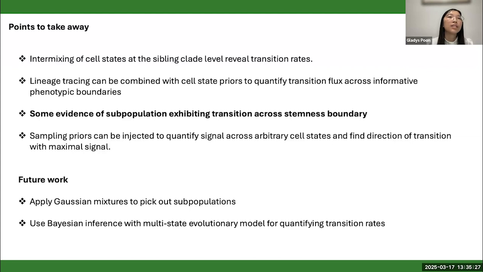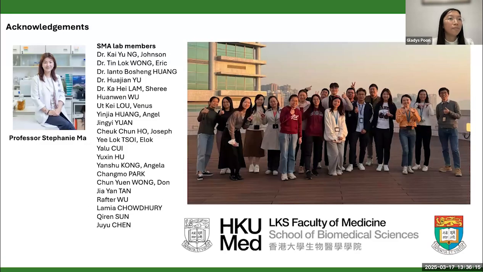So far, we are able to see some transition flux across phenotypic boundaries that are relevant for stemness and dedifferentiation, which is an important phenomenon that nowadays we are trying to understand better in order to know the prognosis for a patient. And for future work, more systematic analysis will be done. We will use Gaussian mixtures to pick up subpopulations within the samples that we've collected, corresponding to probably different behaviors of the underlying evolutionary dynamics. And other than that, also we will use Bayesian inference combined with the multi-state evolutionary model for better quantification of the exact transition rates. And thank you for listening.